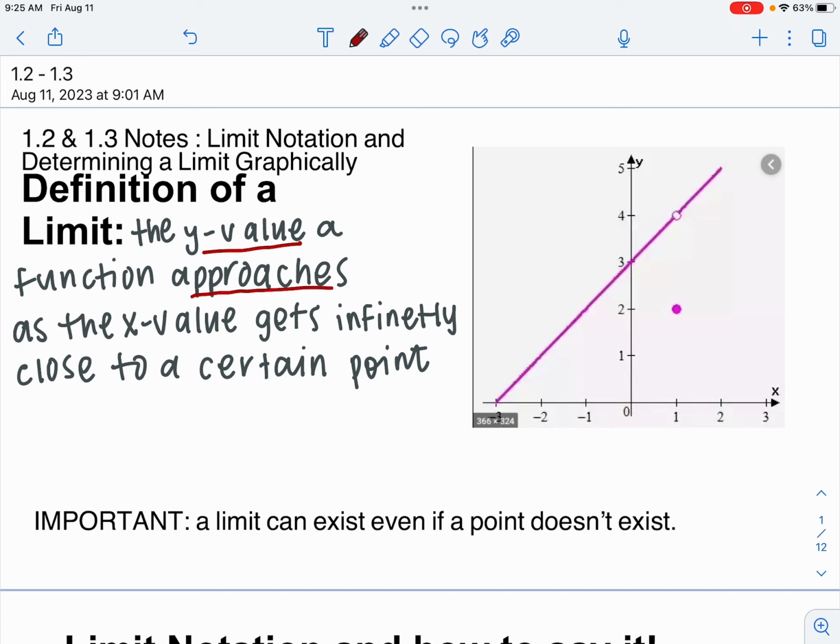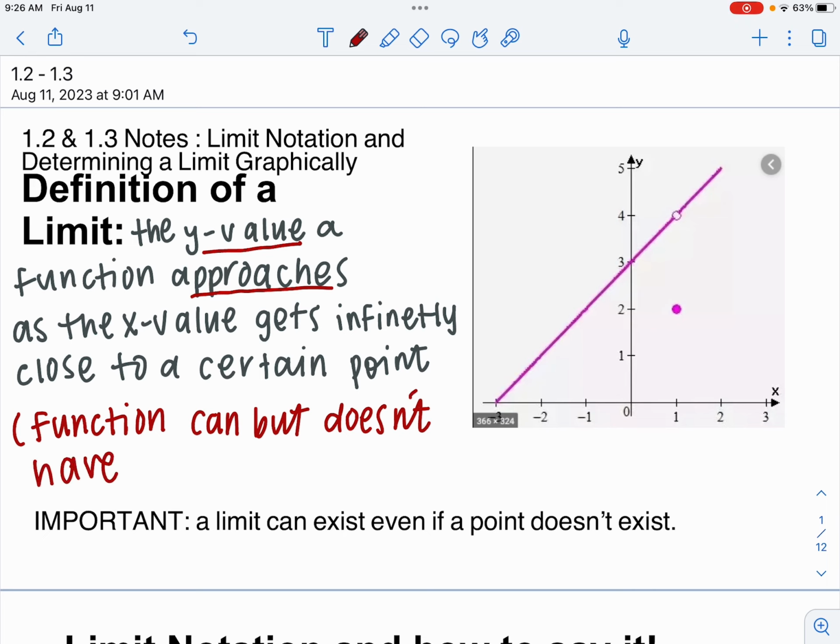And so that brings me to my little note right here, that a function can but doesn't have to hit the y value. It doesn't have to reach that y value. I'll talk about that more in a second. But whatever the limit is, it doesn't actually have to reach it. It just has to approach it. And then infinitely close is another important word, because that's all a limit is: you're getting really, really, really close to something.